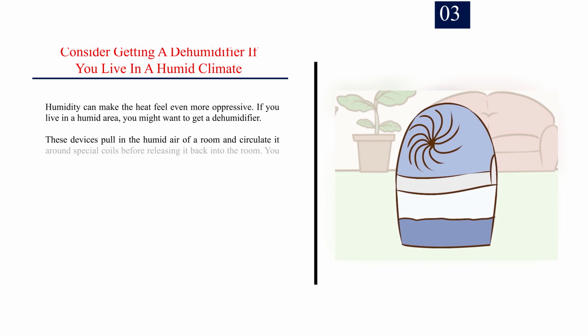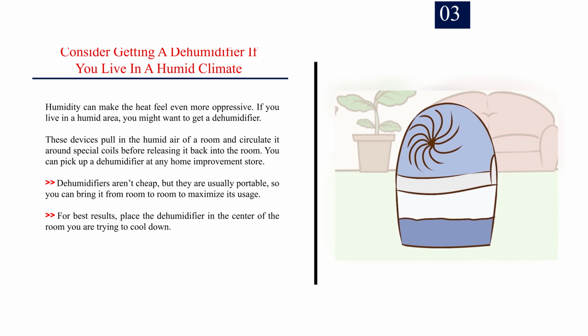Number 3. Consider getting a dehumidifier if you live in a humid climate. Humidity can make the heat feel even more oppressive. If you live in a humid area, you might want to get a dehumidifier. These devices pull in the humid air of a room and circulate it around special coils before releasing it back into the room. You can pick up a dehumidifier at any home improvement store.